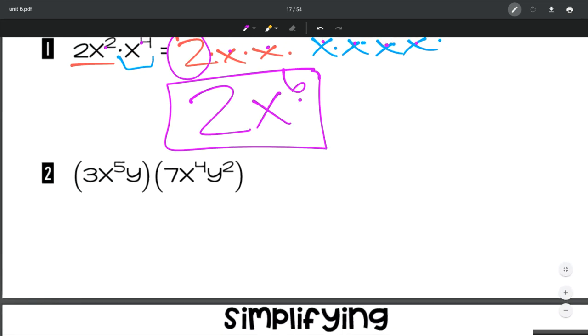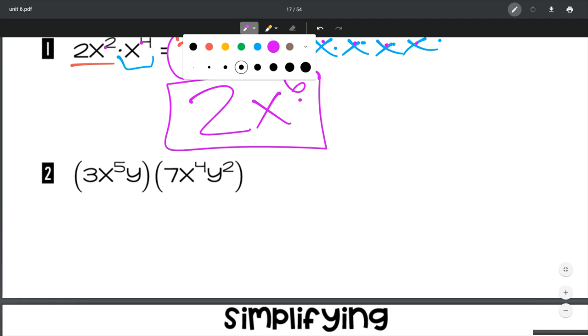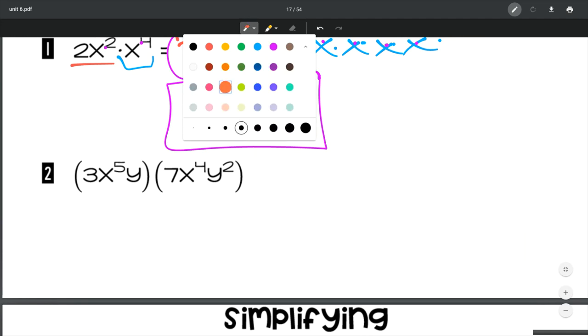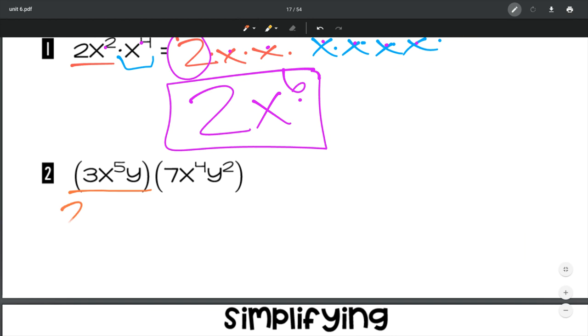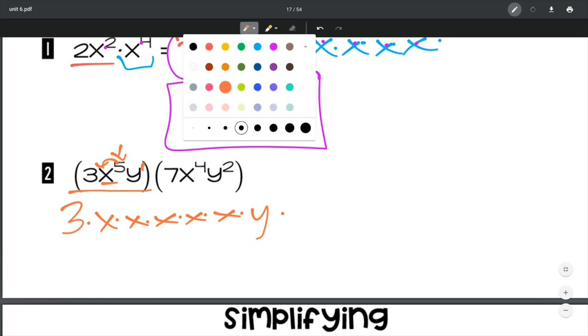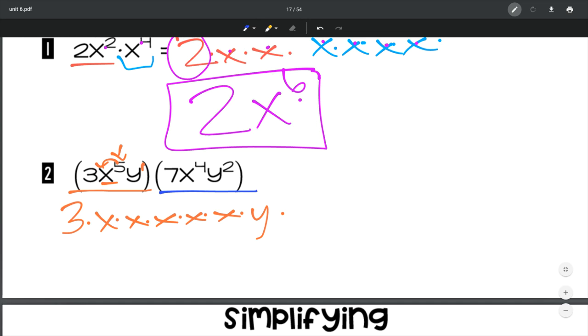Again, I'm going to be using different colors just to help us see what we're doing. This first one is 3, and then you've got 5 x's, since that exponent of 5 is only on the x. So we're going to write x 5 times. And we've got 1 y. Don't forget your multiplication, because that's what makes this a monomial and why we can use our exponent rules. There we go.